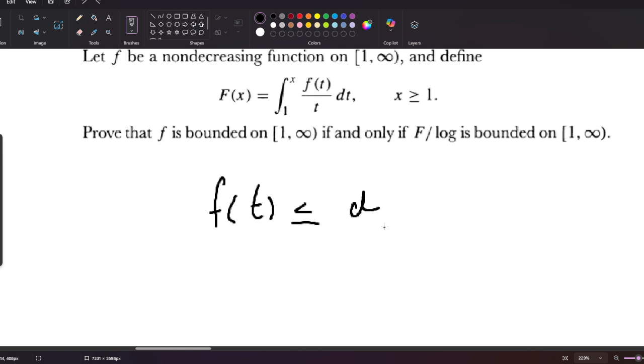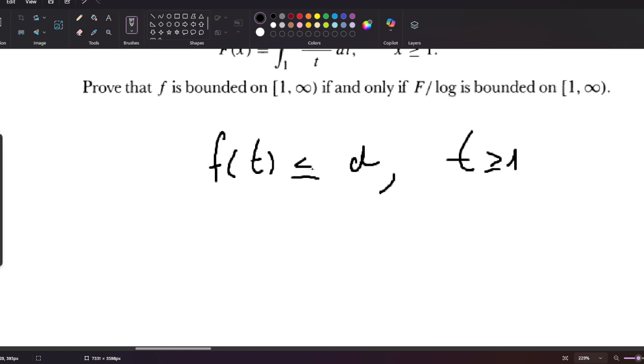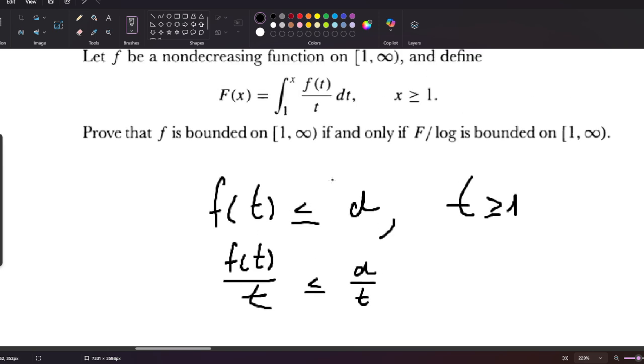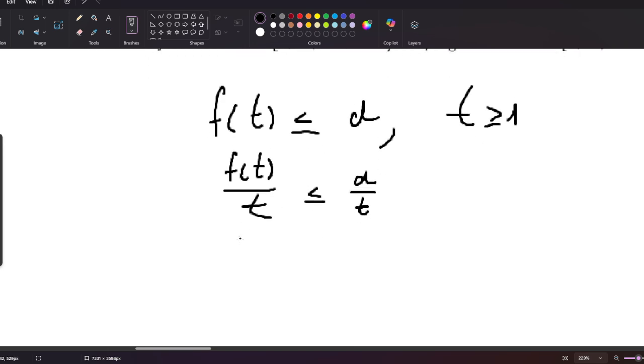Okay, now let's divide both sides by t, knowing that t is greater than or equal to 1. We're working on another interval, that's not gonna matter too much. Less than or equal to a over t. So now we can take the definite integral of both sides with respect to t. That's just gonna be F of x is less than or equal to a times natural logarithm of x.